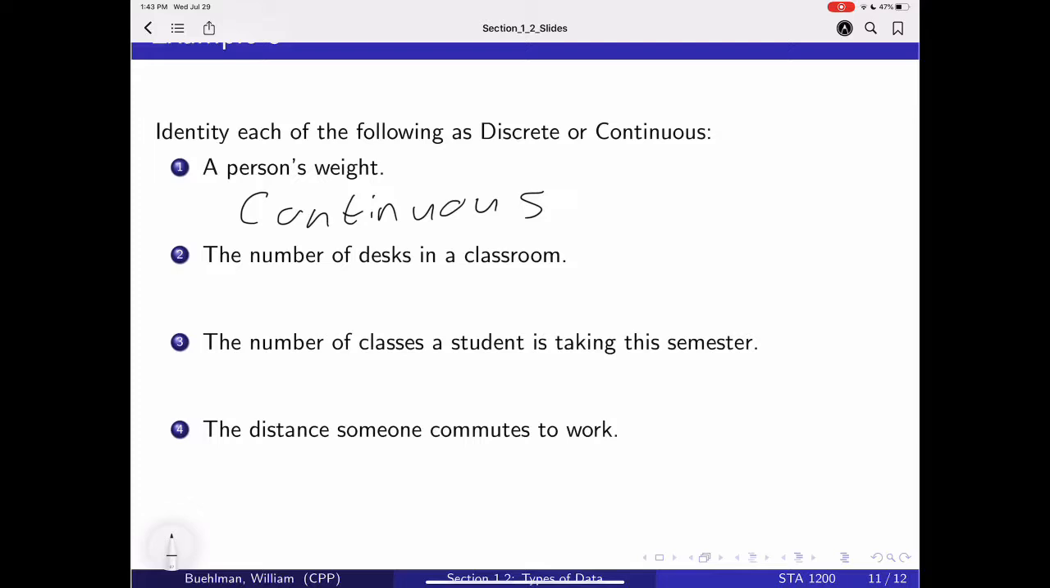Okay, so let's think about the number of desks in a classroom. If I count it and there's 28 desks, there's no instrument that can make it more accurate than 28 desks. You can't have half a desk. Either you have 28 or you have 29. Since there are no possible values between 28 and 29 for the number of desks, this is discrete.